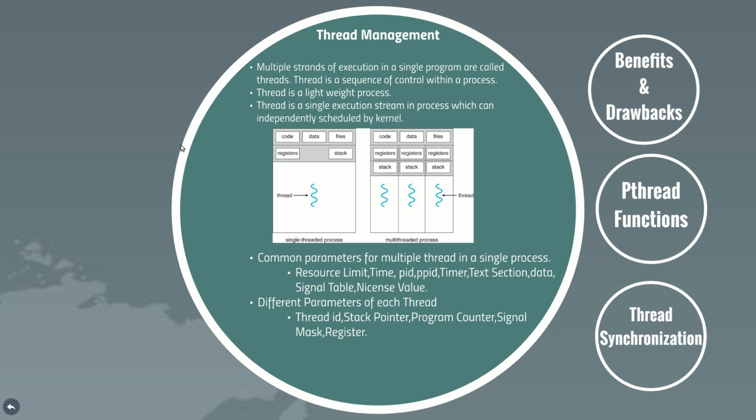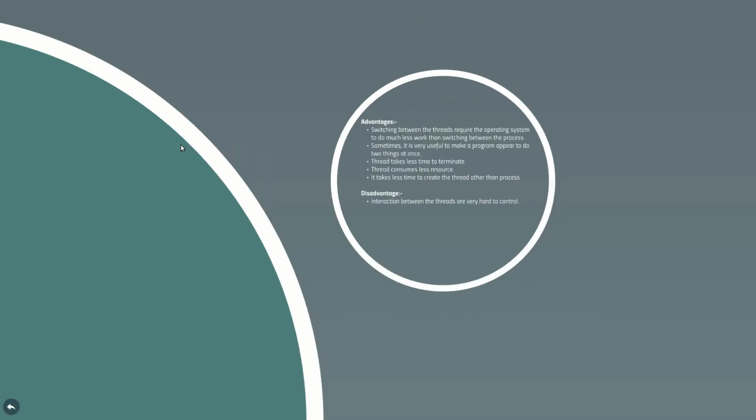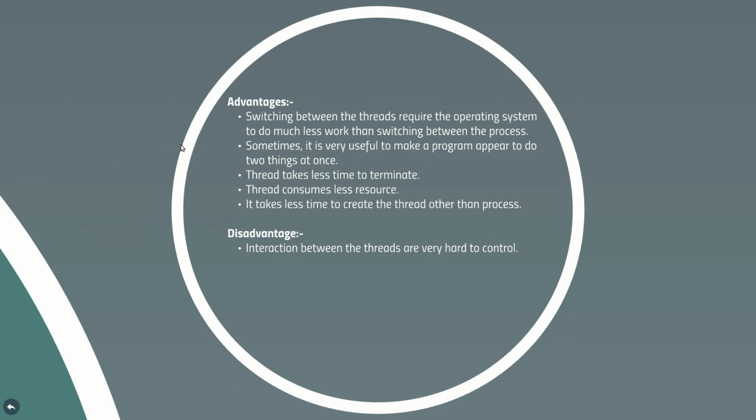So what are the benefits and the drawbacks of thread management? In the advantages, switching between threads requires only minimal involvement of the operating system, and it does much less work than switching between processes. Sometimes it is very useful to make a program appear to do two things at once. In a single process we are writing and reading too, which is an awesome thing. A thread takes less time to terminate, consumes fewer resources, and takes less time to create than a process.